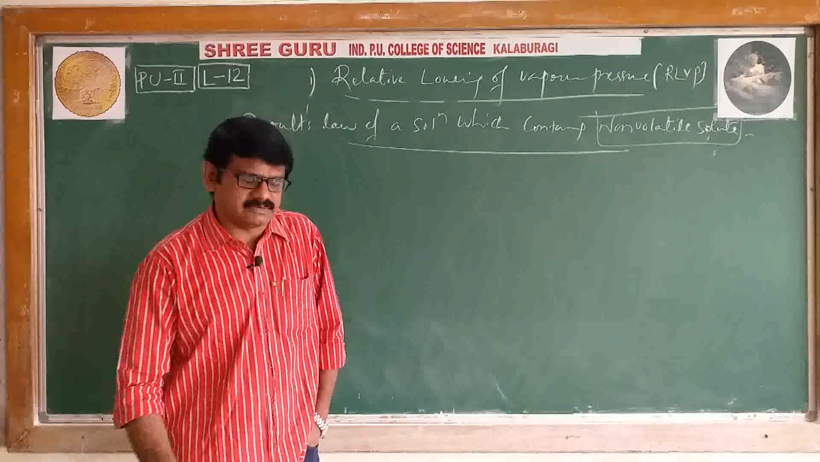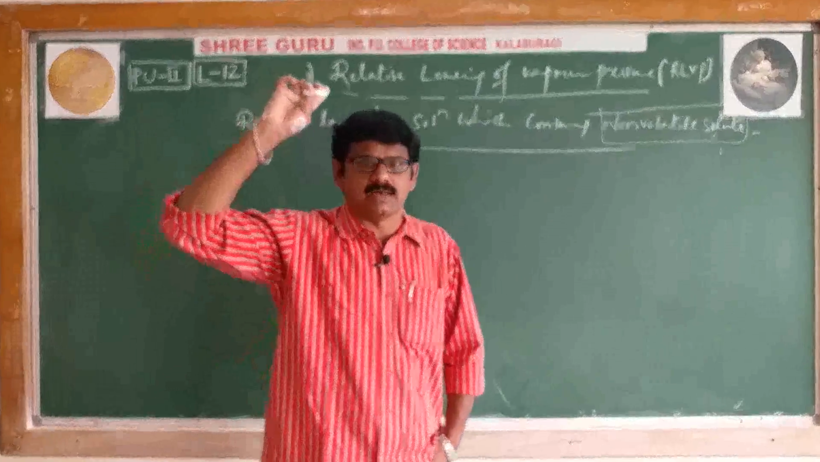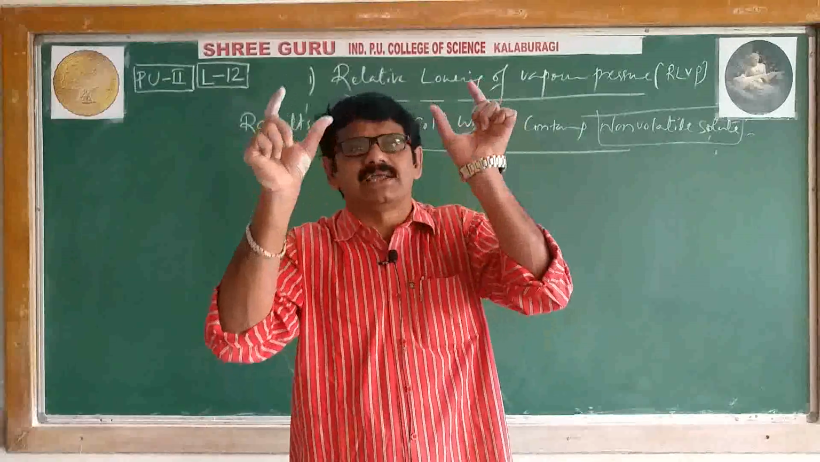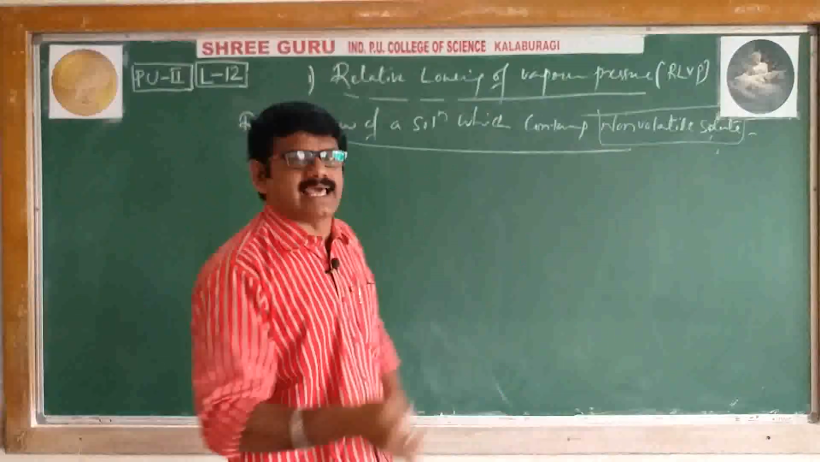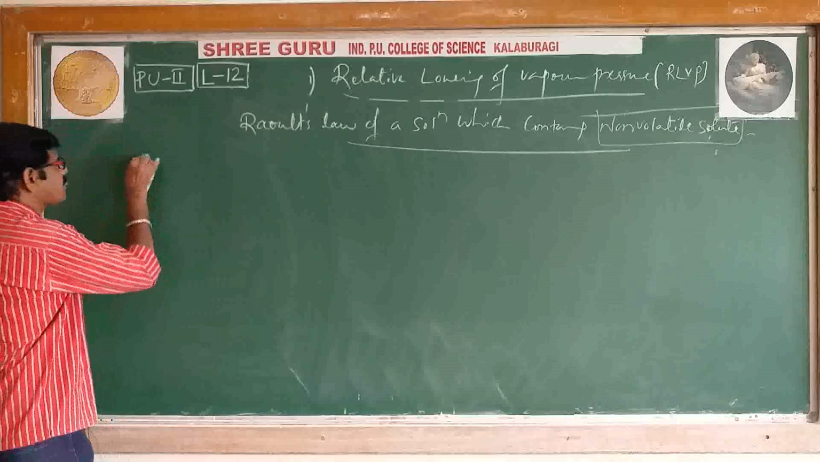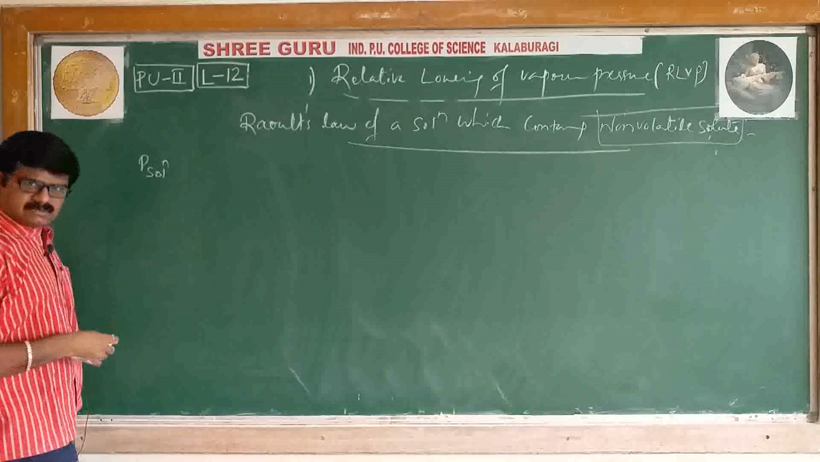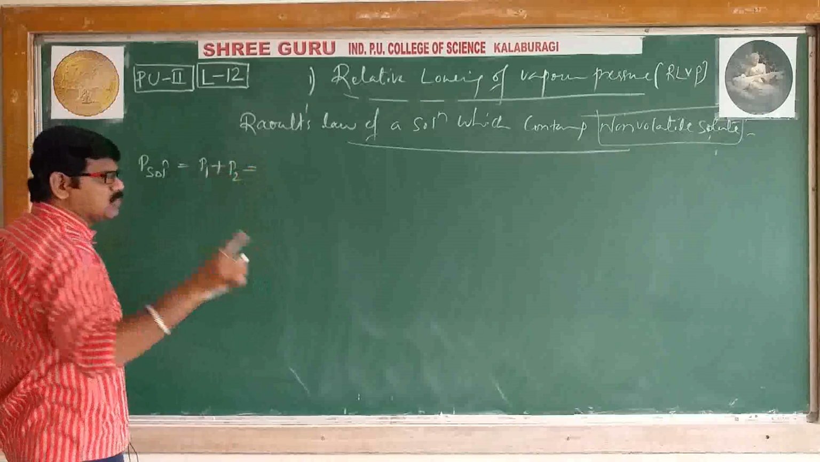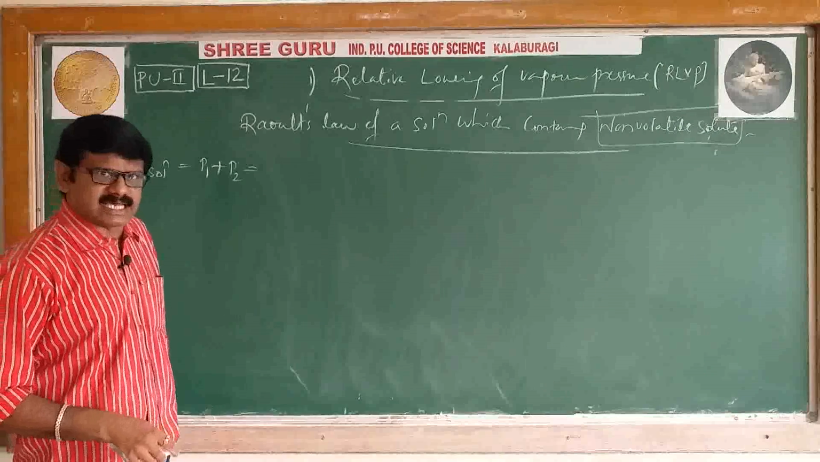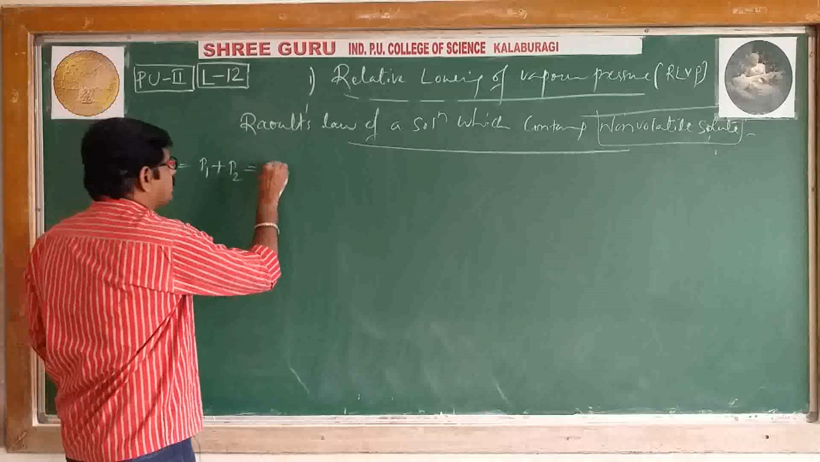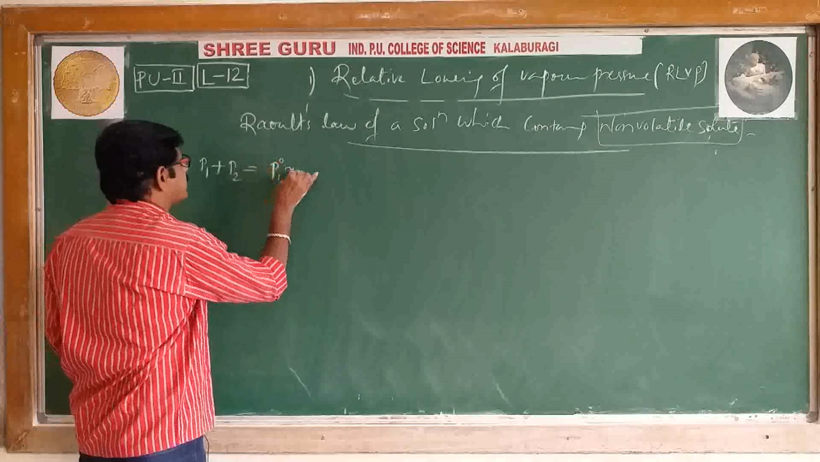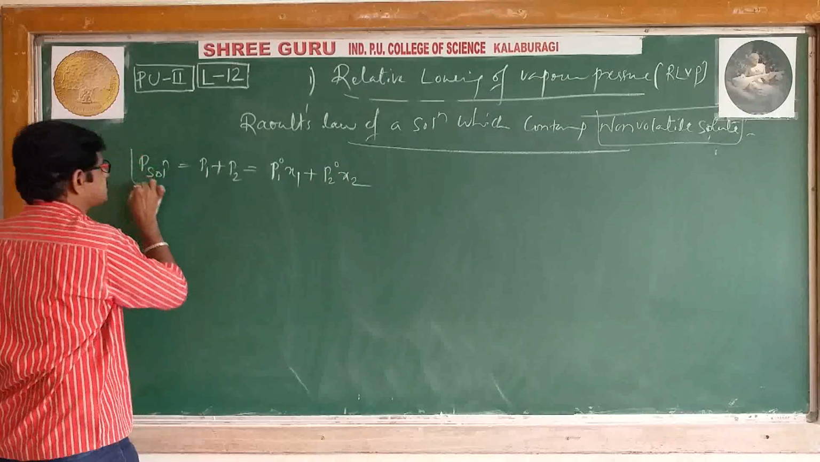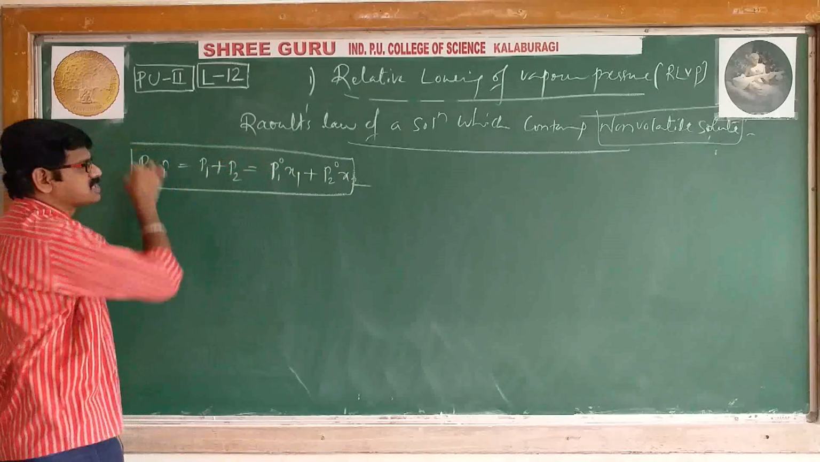What we are doing first, once again we will go back to our previous Raoult's law. In previous Raoult's law, we have taken both are volatile only. That formula once again I will write here. That is P solution, nothing but P mixture, is equals to P1 plus P2. Two components are present. Both are volatile. How we have written now? We have written as P1 naught x1 plus P2 naught x2. This is our previous Raoult's law.